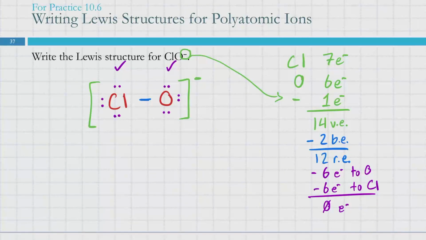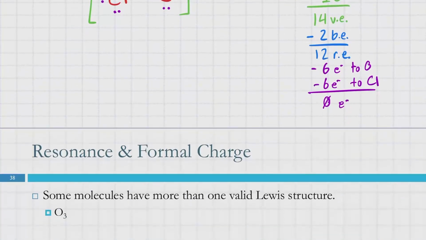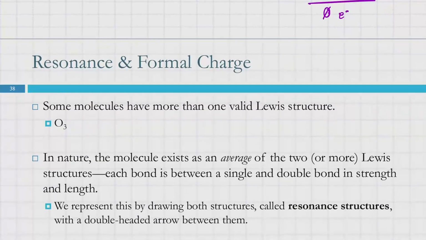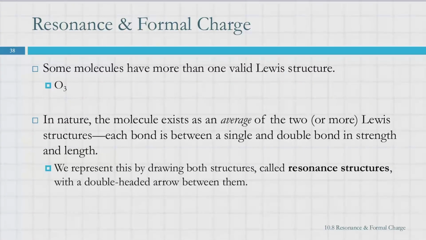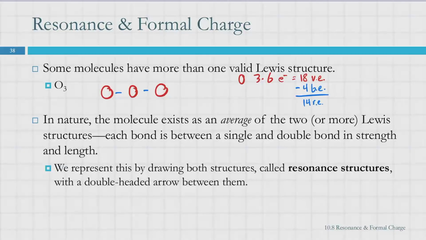We will also sometimes, somewhat frequently even, run into molecules that have more than one valid Lewis structure, such as with ozone. With ozone, O3, we put our oxygens in a row. We've got oxygen, so we've got 3 times 6 electrons. We've got 18 valence electrons. We place our 2 bonds to get everything connected. That's 4 bonding electrons. That leaves us with 14 remaining electrons.